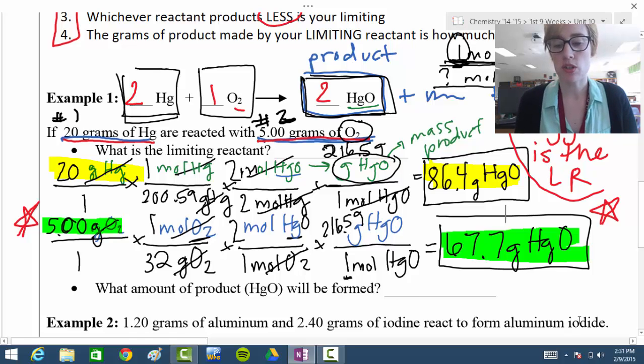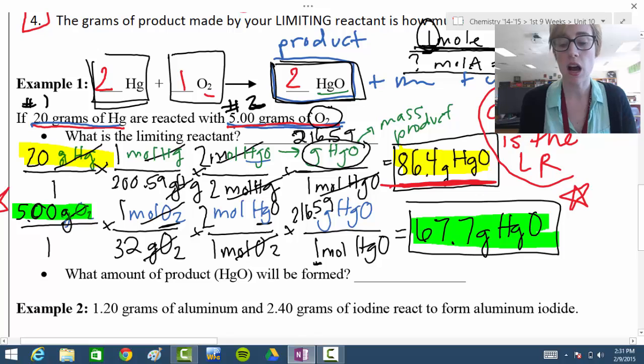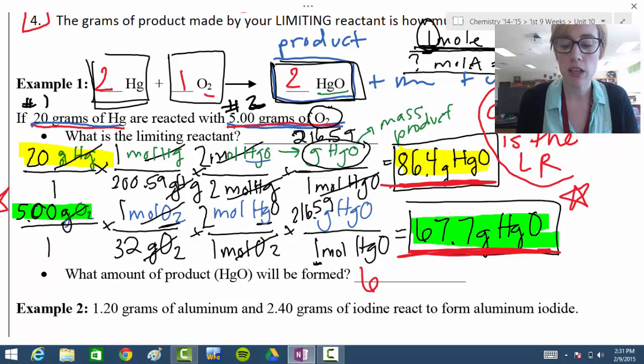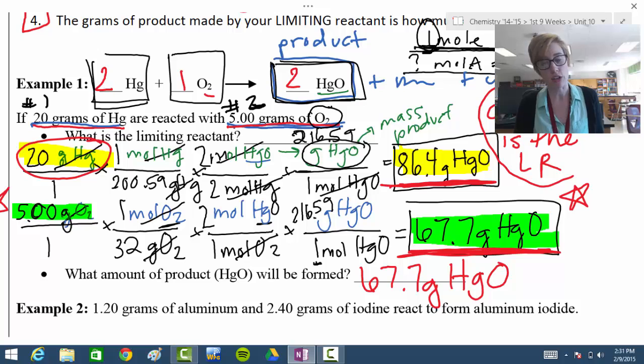Then the next question says, how much product will actually be formed? Well, ask yourself this question. Can we make 86.4 grams of product? We can't. Why can't we? Because the amount of oxygen we're given right here will only make us this much before we run out of oxygen. So we really can only make this much product. What's left over is mercury. We'll have a lot of mercury left over, but because we can't make 86 grams, we can only make 67 grams of our product.